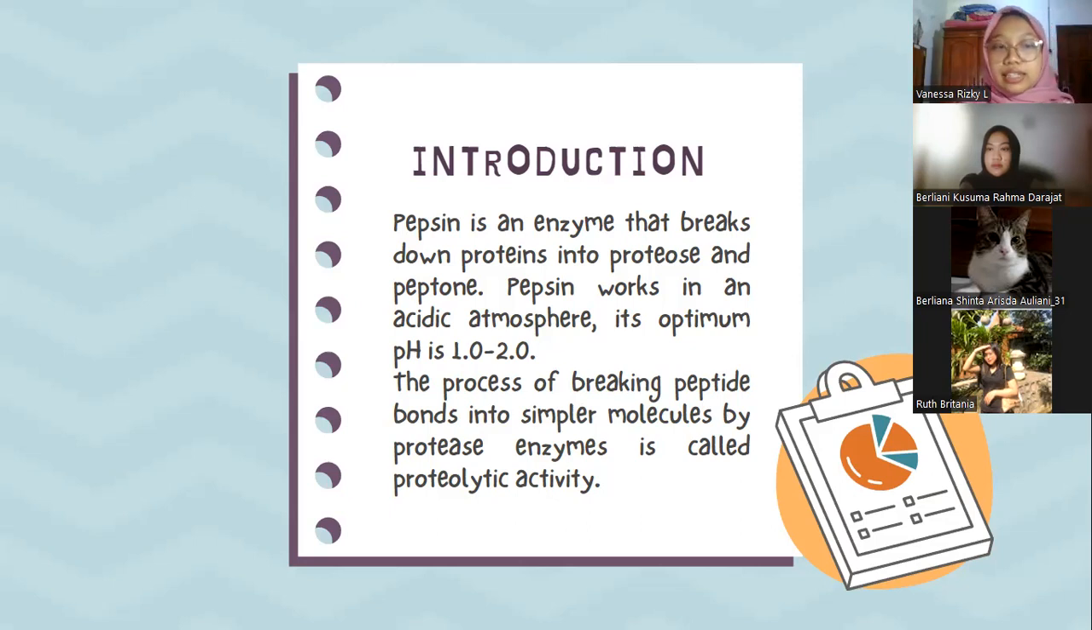This slide discusses that pepsin is a proteolytic enzyme, an enzyme that has specific and efficient catalytic power against peptide bonds of protein molecules. Pepsin also has an optimum pH of 1 to 2, but at a higher pH it becomes inactive, and in an alkaline medium it will cause enzyme damage or enzyme denaturation. In protein metabolism, protease has a very important role. Therefore, every living thing needs this enzyme. The process of breaking peptide bonds into simple molecules by protease enzyme is called proteolytic activity.